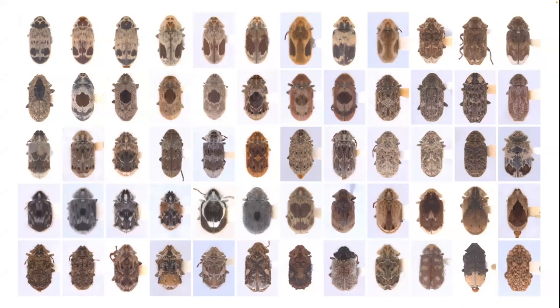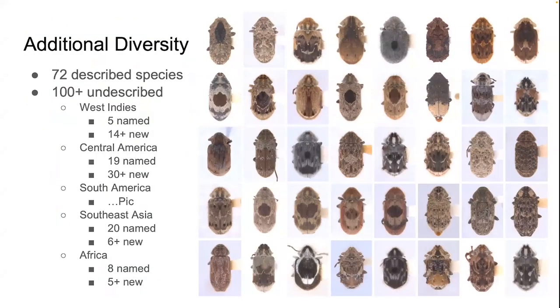It gets very diverse. The top row there is mostly from Africa. There seem to be some clades, but again, that's a deeper dive. The top row on the right there are some from the West Indies, and the bulk of the rest of them are from Central America. There are a few from Southeast Asia, a few from South America, but there's a lot of diversity. So again, as I said, 72 described species, and there's probably at least 100 undescribed. And all that is from collections. You can't get that data from anywhere else other than actually looking at the specimens.